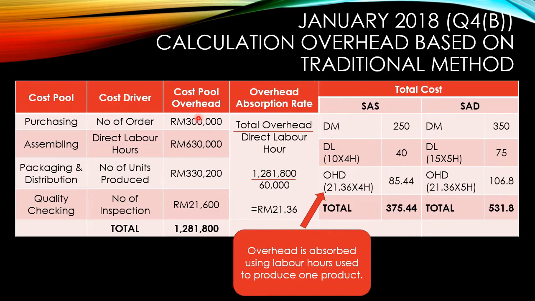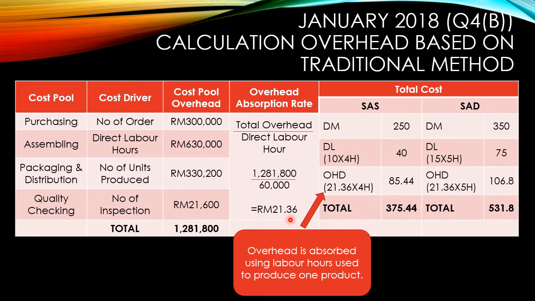Okay, so for the traditional method, we just simply take the total overhead here, divide by our absorption method. In this case, the question says that the company absorbed their overhead traditionally using the direct labor hour, exactly like what we did in chapter 5. So we divide by total direct labor hours, which is 60,000 hours. Okay, so we get the OAR, or the overhead absorption rate, to be 21 ringgit 36 cents per direct labor hour.